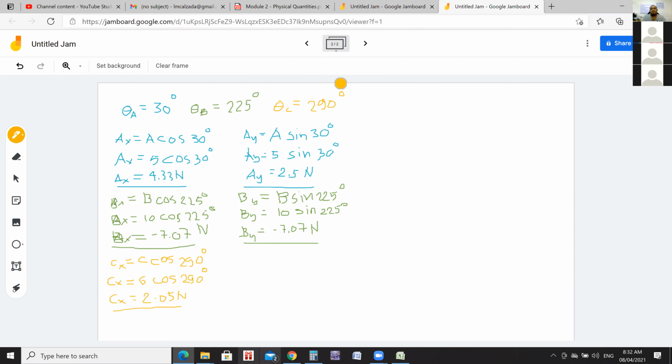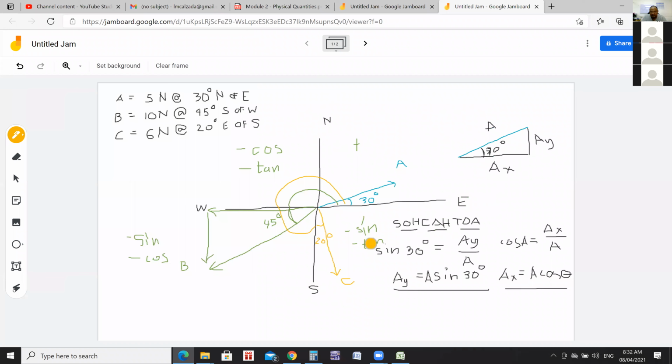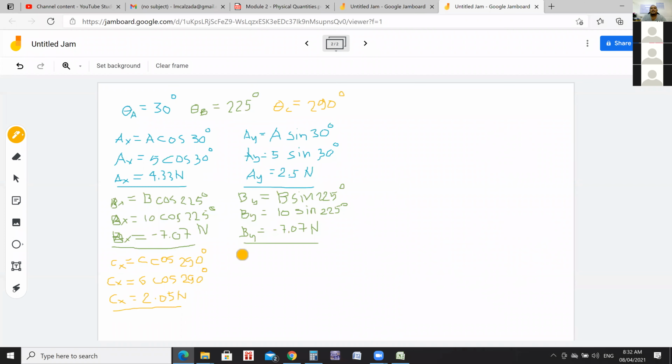Okay? Positive. Why is it positive, sir? It is positive, so if you look, it is moving toward the right. Meaning to say, its x component is toward the positive x axis. And of course, the sign here is positive. The cosine here is positive. The negative one is the sine, which is the y component of your vector. Okay? So now let's proceed to get the vertical component of vector C.